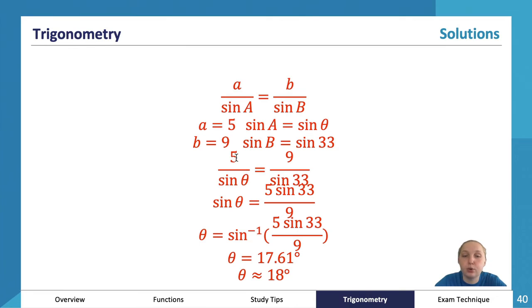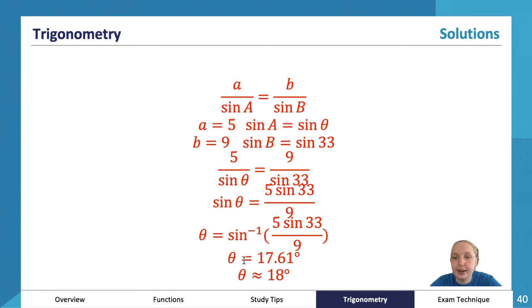Once we move that 5 across to the other side, we're going to get sine theta is equal to 5 sine 33 over 9, which will equal the inverse of sine of 5 sine 33 over 9, so we can get that theta by itself.